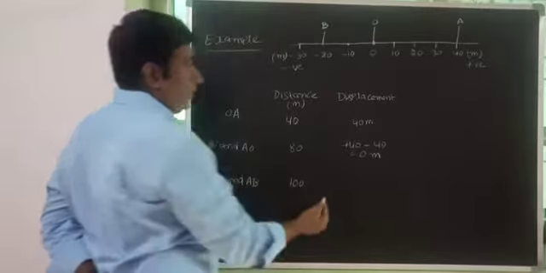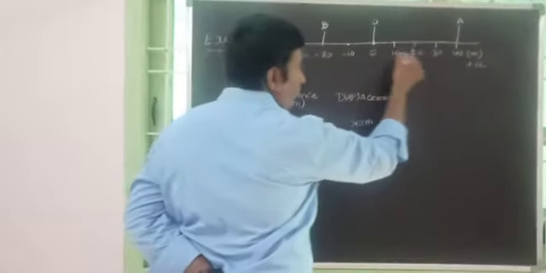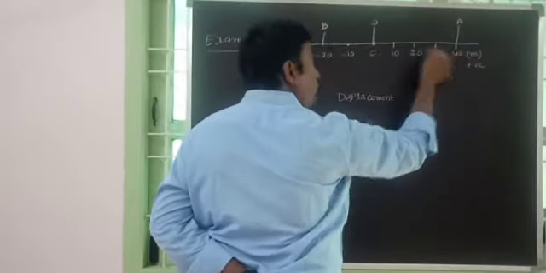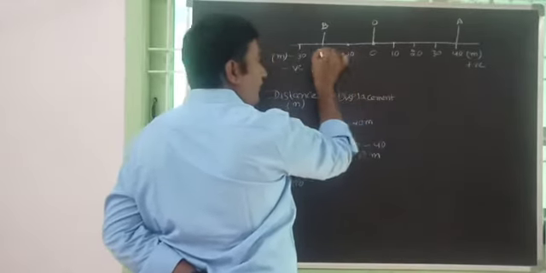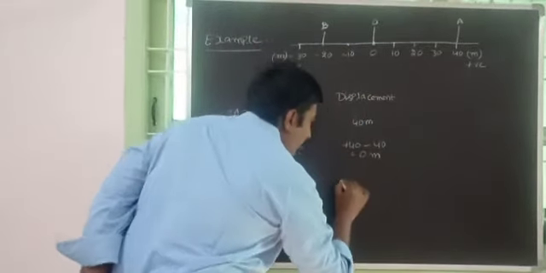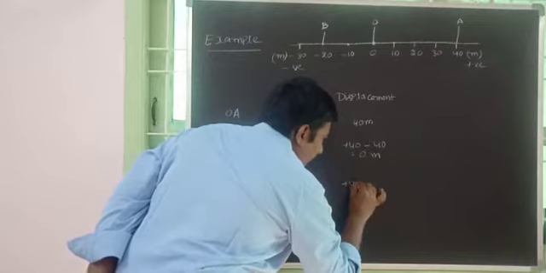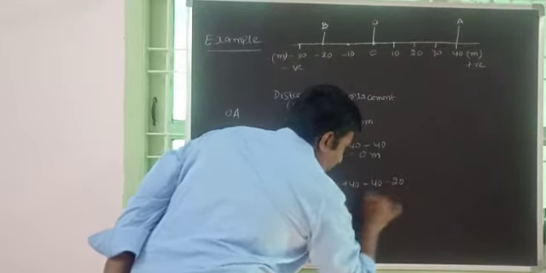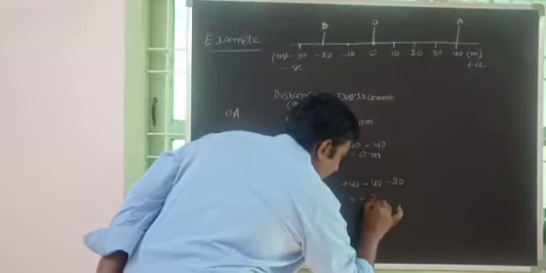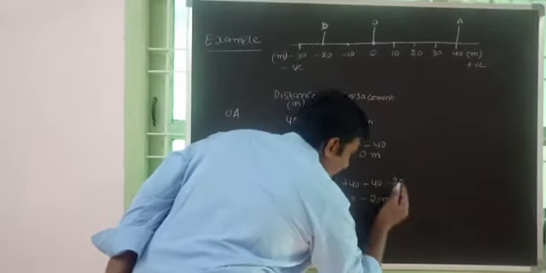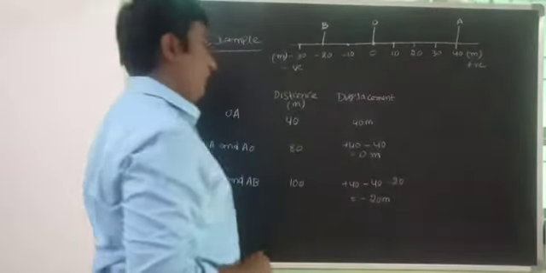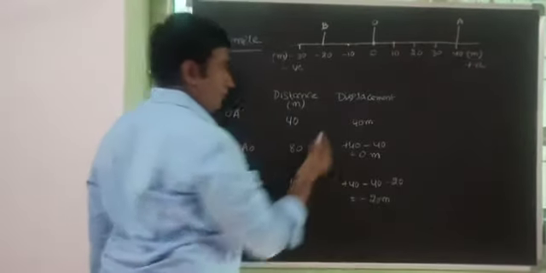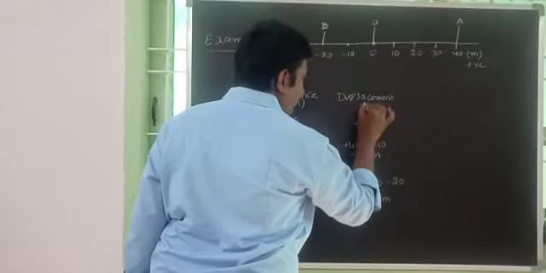Now for displacement, O to A is 40, A to O is minus 40, and O to B is minus 20. So we take plus 40 meters, minus 40 meters and minus 20 meters, which is nothing but minus 20 meters, in terms of meters.